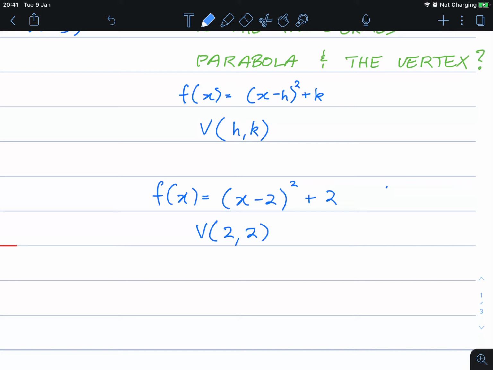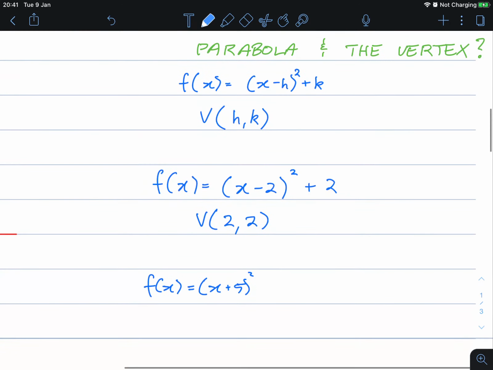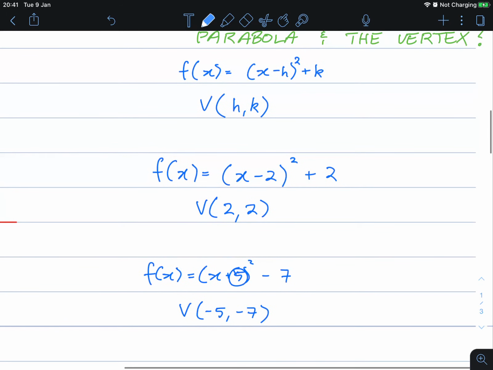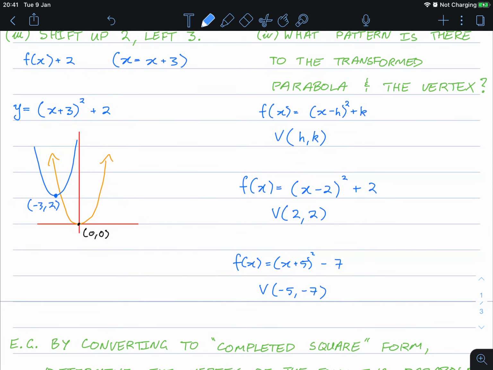If we had the function equaling x plus 5 squared minus 7, the vertex will be at negative 5, negative 7. So these two values will help us determine where the vertex is.